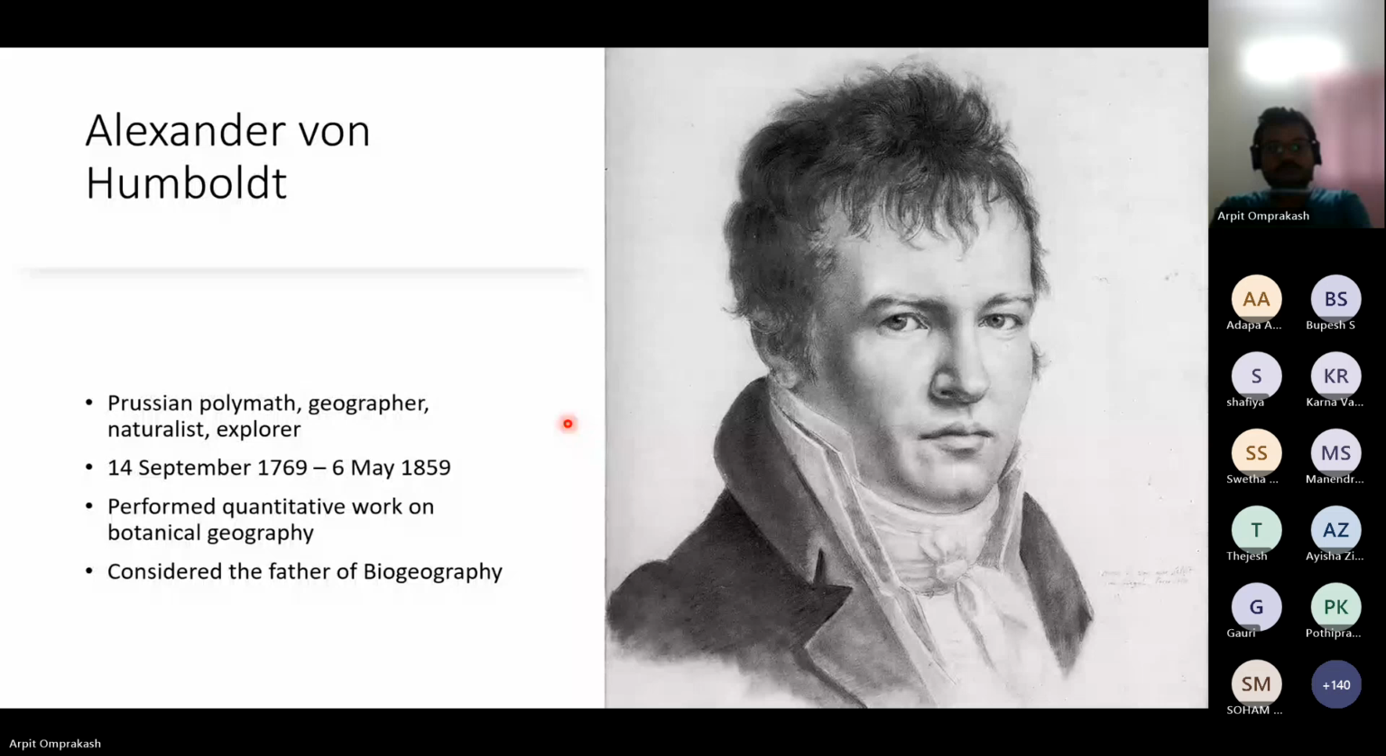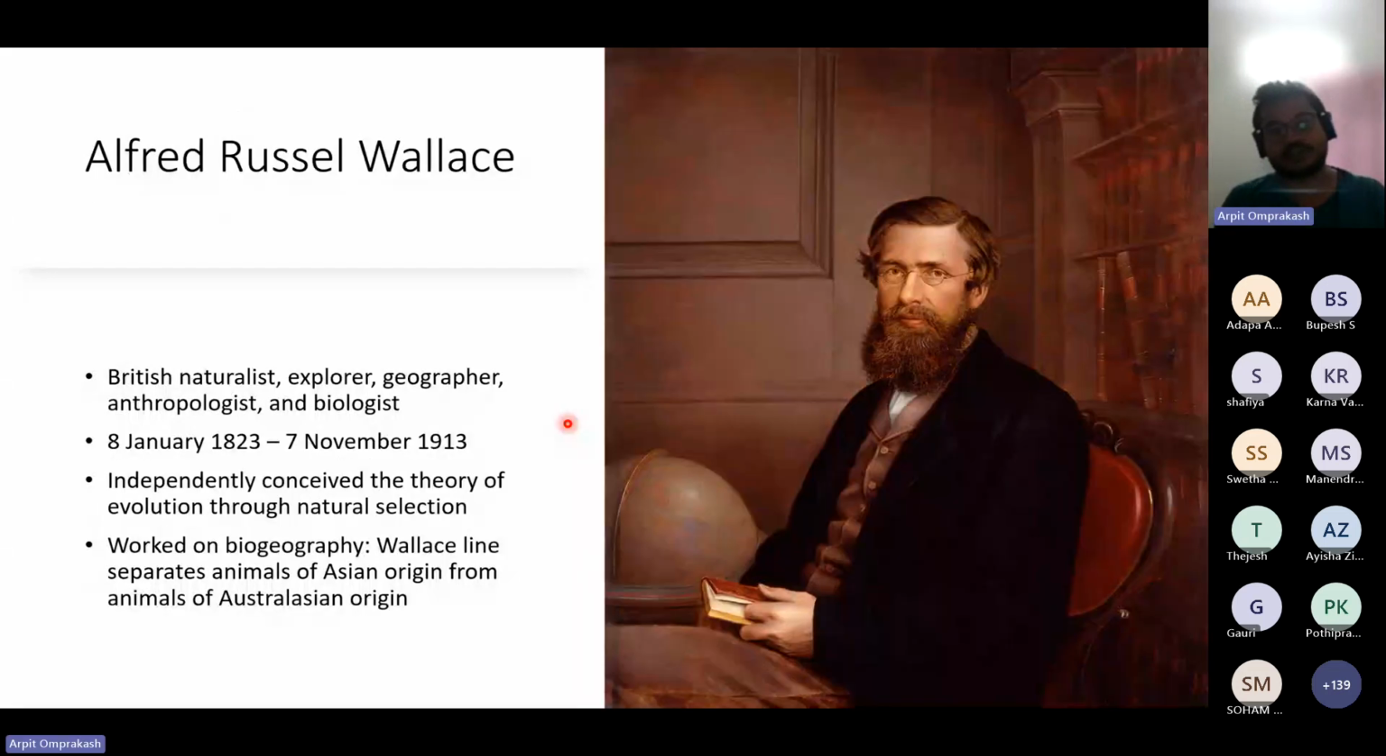Next, we have Alfred Russel Wallace, who, along with Charles Darwin, is credited with conceiving the theory of evolution by natural selection. Both of them arrived at it independently. He was a British naturalist, and he also worked on biogeography.